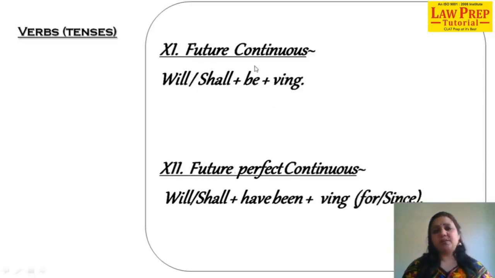Future continuous: will/shall plus be plus verb-ing. They will be studying English. We shall be preparing notes. We shall be finding ways to do things, right? And the last tense, future perfect continuous: will/shall plus have been plus verb-ing. For instance, they will have been studying English for 2 hours, or we shall have been preparing the notes since morning, right?